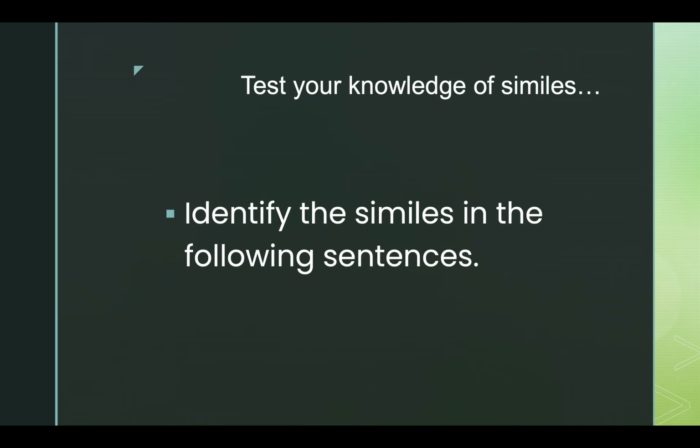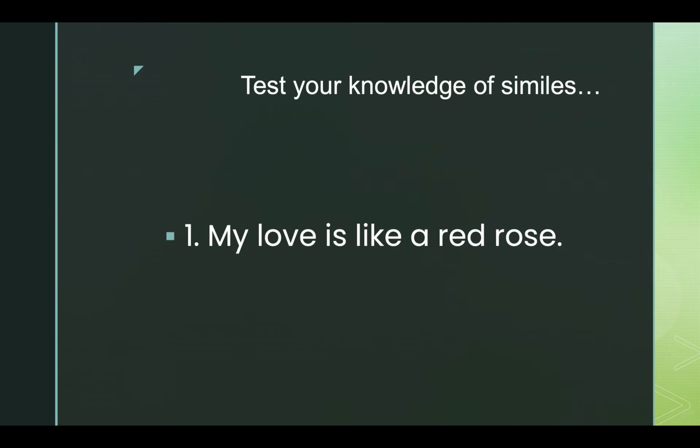Let's test your knowledge, right? As simple as that. We're going to identify the similes in these sentences. Let's go. My love is like a red rose. I want you to tell me what are the two things being compared. If you guessed that love is being compared to a red rose, you would be correct. That is where your simile is.